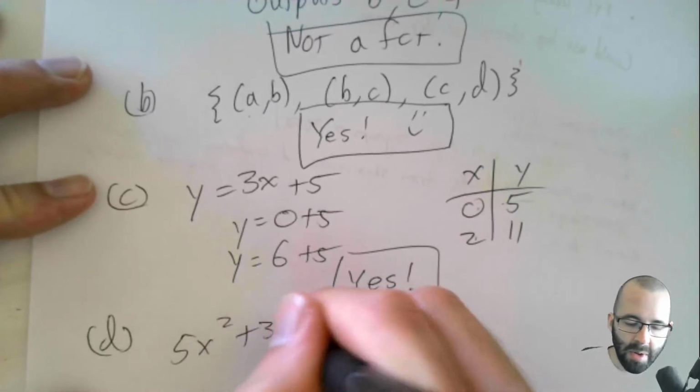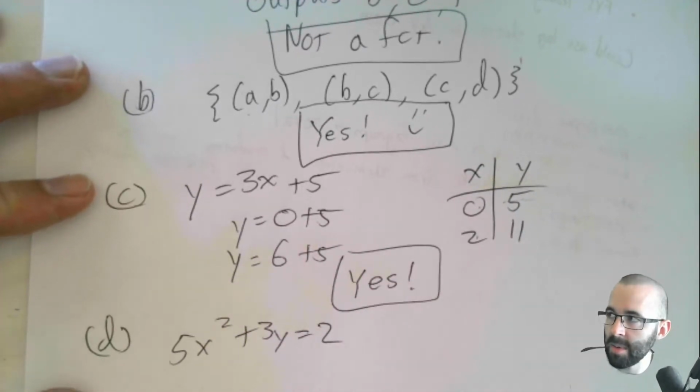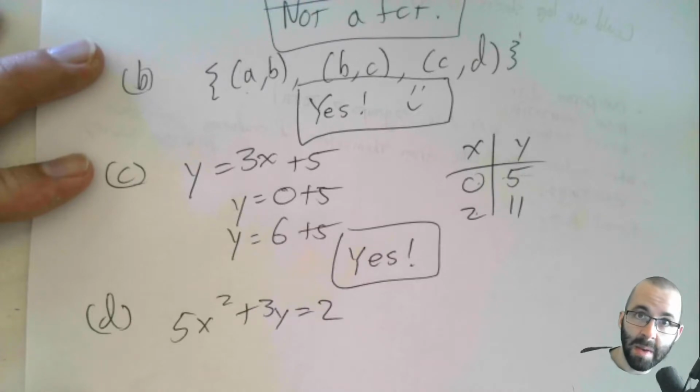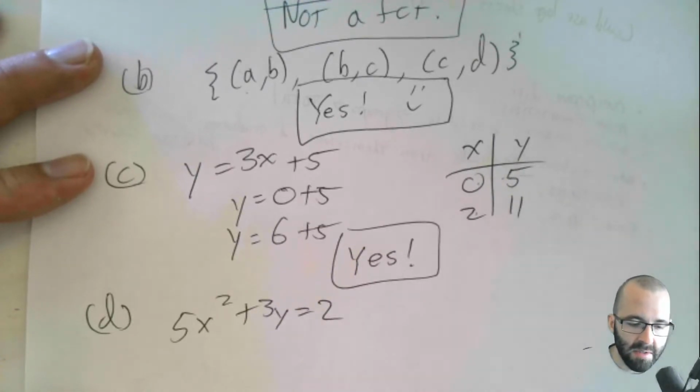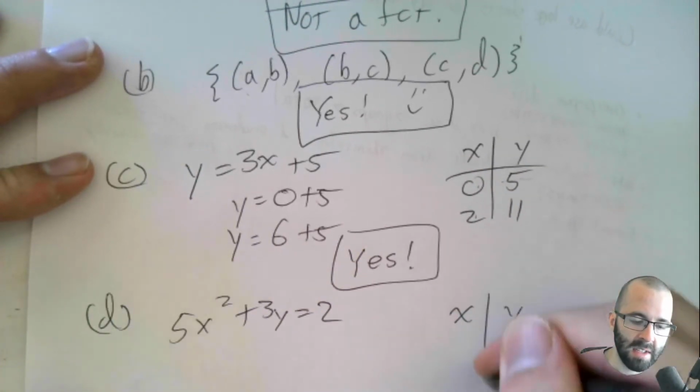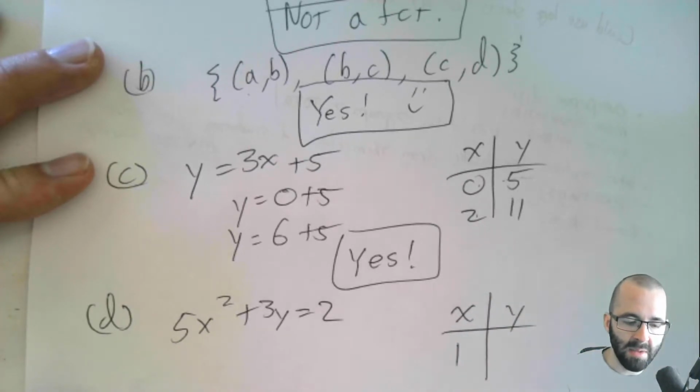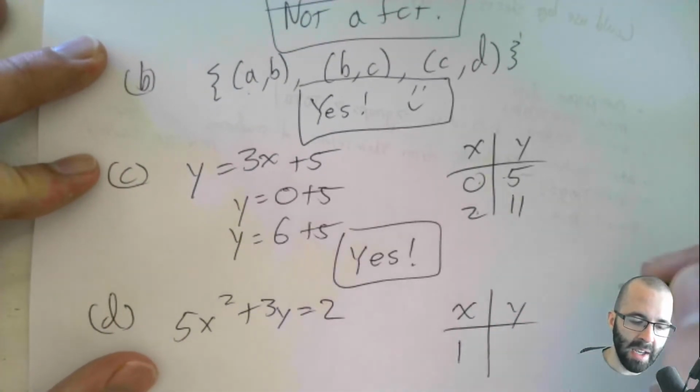5x squared plus 3y equals 2. Looks a little bit more complicated. Maybe it's a function, maybe not. Okay, let's do a similar thing. Let's say x is positive 1. Well, then what do we get?